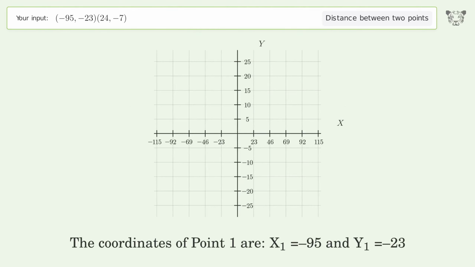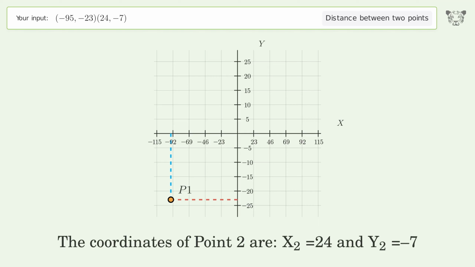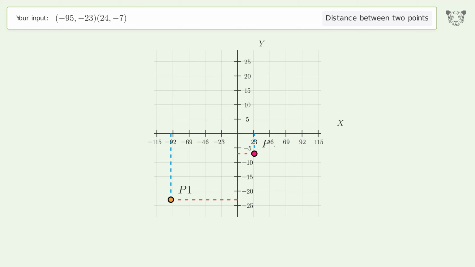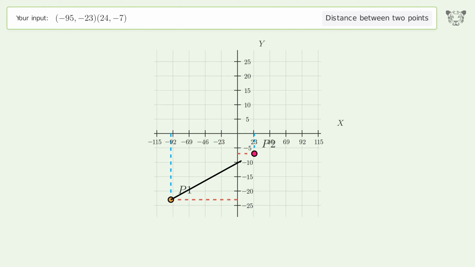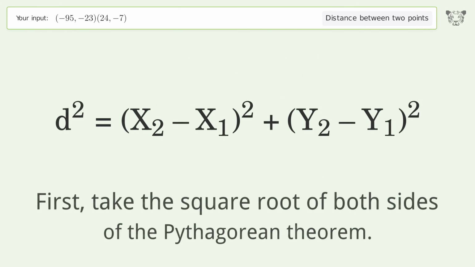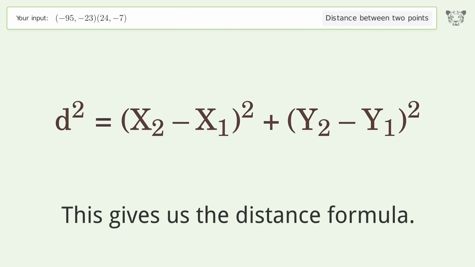The coordinates of point 1 are, x1 equals -95 and y1 equals -23. The coordinates of point 2 are, x2 equals 24 and y2 equals -7. D is the distance between the 2 points. First, take the square root of both sides of the Pythagorean theorem. This gives us the distance formula.